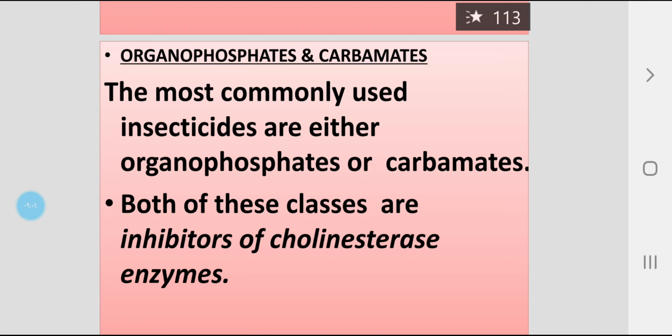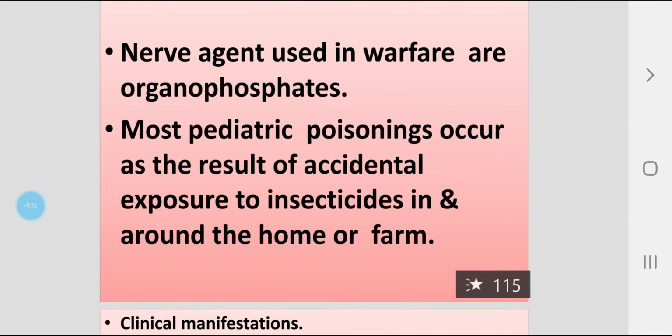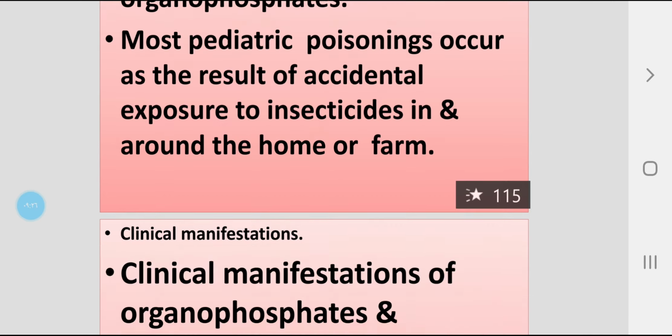The most commonly used insecticides are either organophosphates or carbamates. Both of these classes are inhibitors of cholinesterase enzymes. Nerve agents used in warfare are organophosphates. Most pediatric poisonings occur as the result of accidental exposure to insecticides in and around the home or farm.